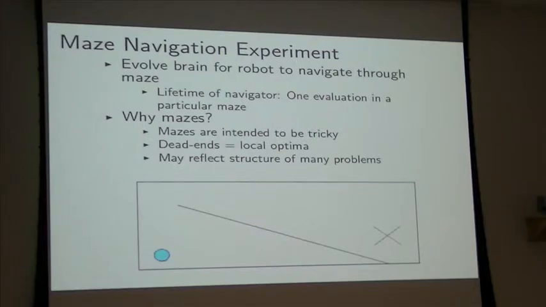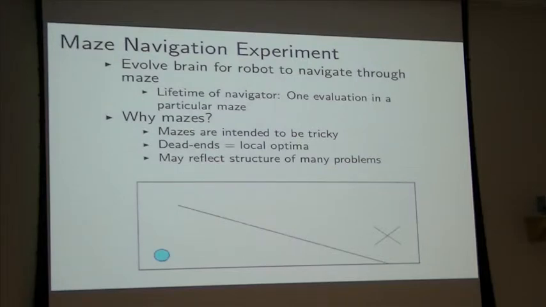So what we'd like to do is evolve a brain-enclosed robot to navigate through this maze. And we'll consider that the lifetime of one particular navigator is just one evaluation in a particular maze. So it's a very short life for these guys, but that's all they get. And they try to reach this goal within the maze.